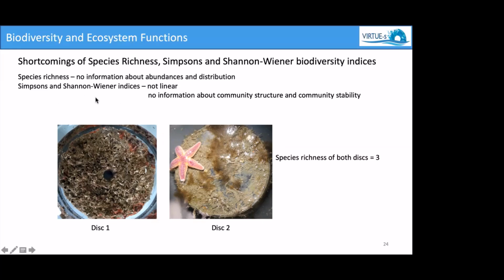But also the Simpson and Shannon-Wiener indices do not give us any information about the structure of the community and the stability of the community. So what I'm talking about, for instance, for species richness, I have here two discs. Both have a species richness of 3. Here I have three kinds of species, and here I have 3, but you can see that these are very different. So you cannot say that both have the same biodiversity, because it doesn't tell us too much, except that there are 3 species found on the discs.